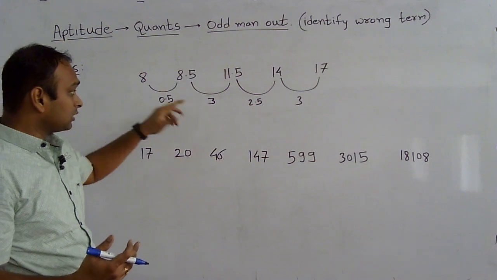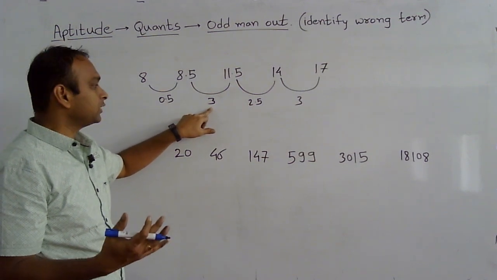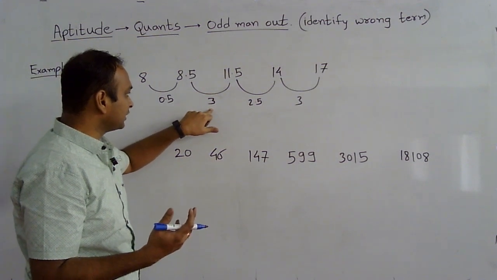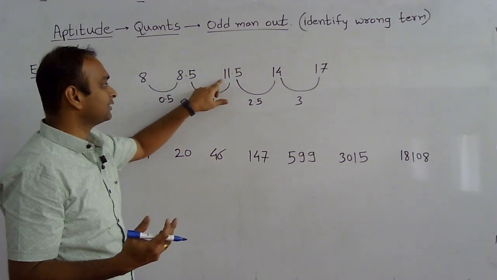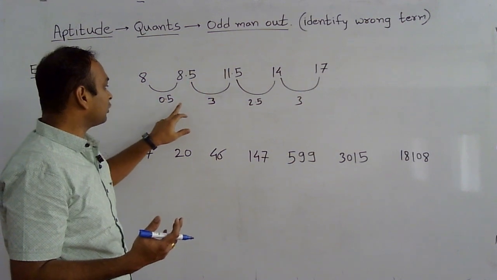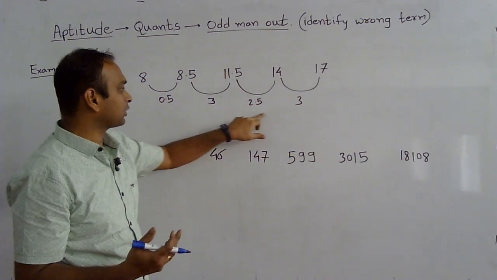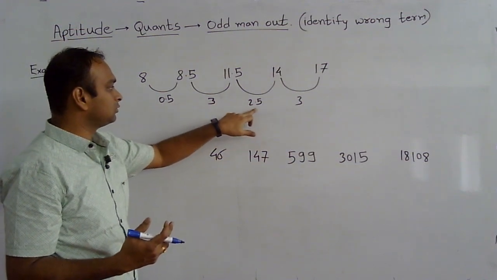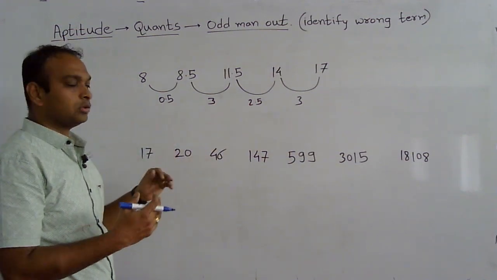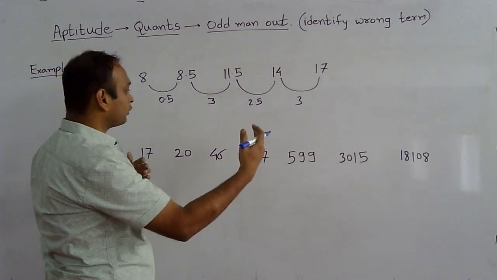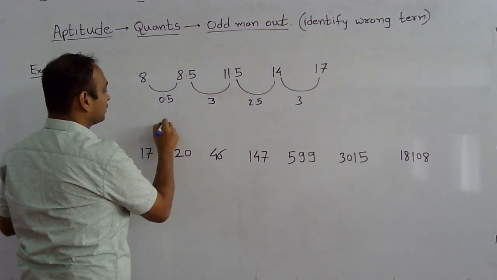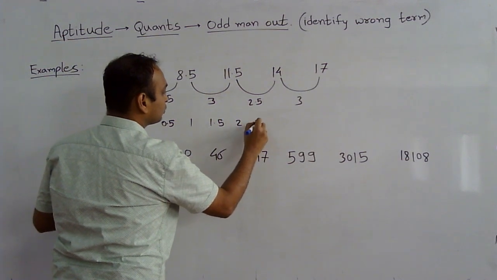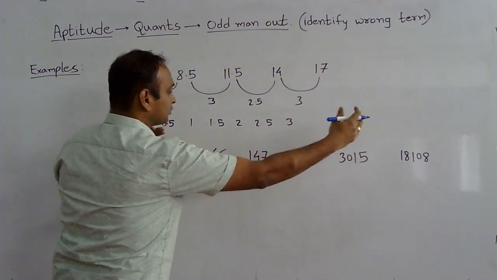So there might be something wrong with this. If it is wrong with this, then this and this number is in focus. So instead of this, if you look at the differences here, 0.5, 3, 2.5 and 3. Okay, so if it is the incremental kind of differences, then after 0.5 there should be 1, then 1.5, then 2, 2.5, then 3. That should be the series.